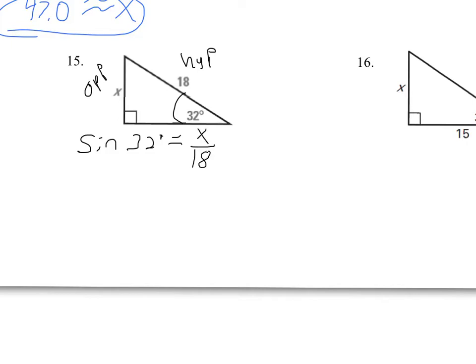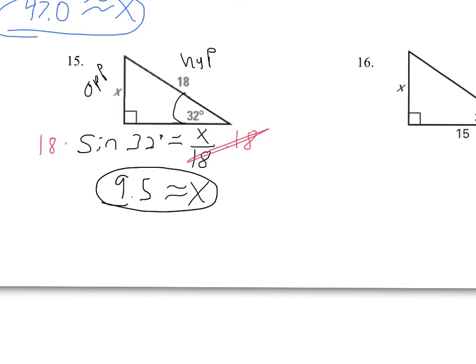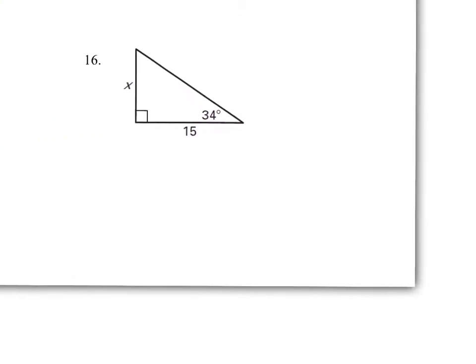X is on top, again, that's kind of nice. And so to get the x by itself, we'll multiply both sides by 18. It'll cancel out over here, and so you'll just type into your calculator 18 times sine 32. And you should get 9.5.